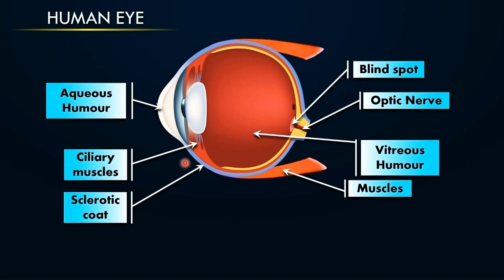So it's like a white membrane that with the cornea forms the outer covering, and its main function is to protect the eyeball. আৰু এই sclerotic coatটোক sclera বুলিও কোৱা হয়. I hope you all understood.